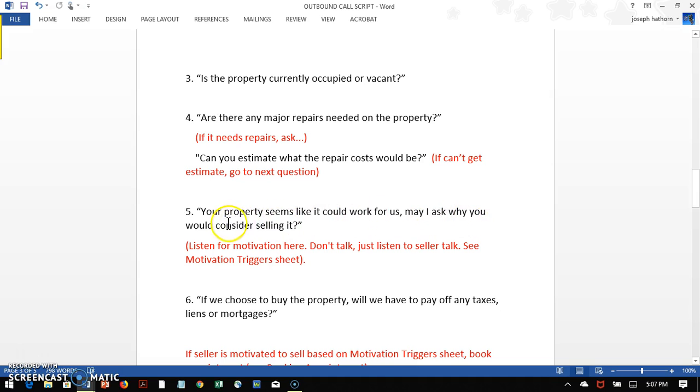All right, your property seems like it could work for us. May I ask why you would consider selling it? Now, this is probably the most important question of the entire script, number 5. The reason why is because this will tell us how motivated this seller is, okay? Because if this seller is motivated, then we know we are more than likely going to be getting an appointment with the seller, and there's a good chance that we can close this deal, okay? And we may be able to get the home under contract for a very good price. So this is probably the most important question. This is the most important element of the entire script.